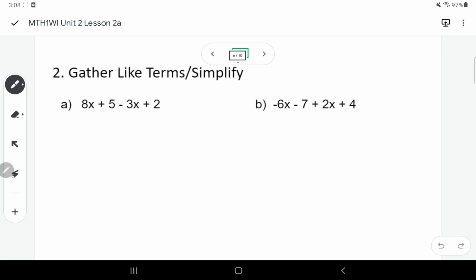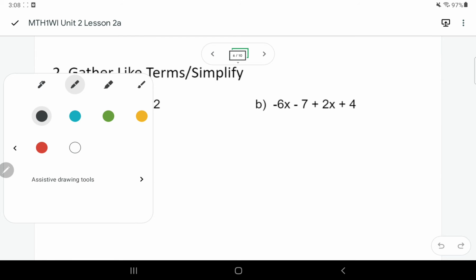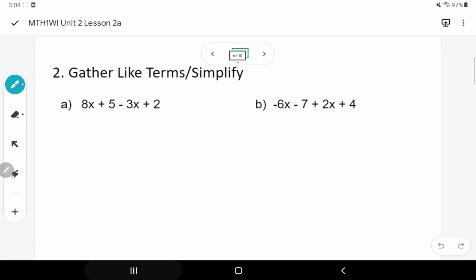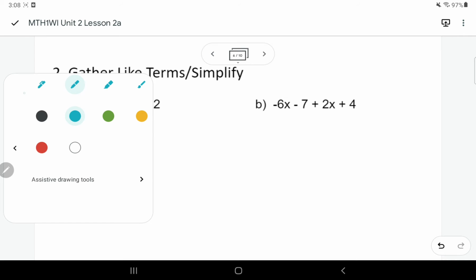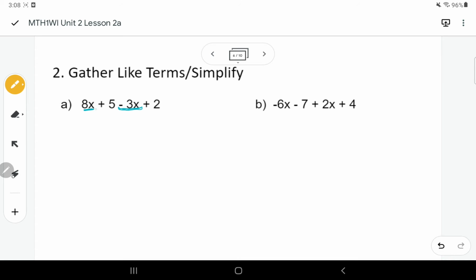So for A, I'm going to find the things that are like terms. I'm going to start looking at that 8x. So 8x would have something that's like terms. The other piece of this expression that has an x would be minus 3x. Remember that that negative sign is attached to the 3 that comes after it. I also have a positive 5, and it has a like term as well. It has no variable, no exponent. What else has no variable and no exponent? It would be that plus 2.